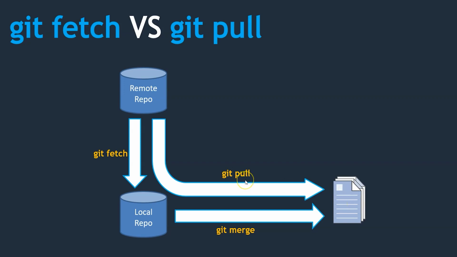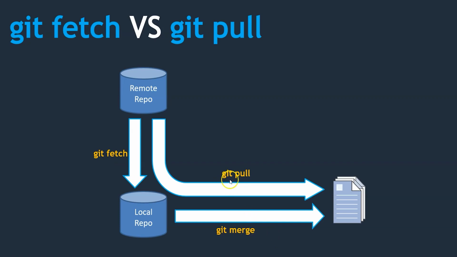So git pull does two activities. It syncs our remote repository with the local repository, and at the same time it pulls all the changes into our working directory. Whereas if we use git fetch, it syncs only our remote repository with our local repository, but you cannot see the changes of these files in our local working directory. If I want to get those changes in our local working directory, I need to execute the git merge command, which means that git pull is equal to git fetch and git merge.